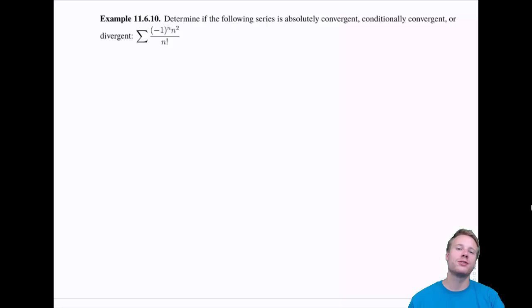Welcome back, everyone, to 11.6 Absolute Convergence and the Ratio Test. Let's get right back into it with an example. So again, we want to determine if the following series is absolutely convergent, conditionally convergent, or divergent. So the first thing I'm going to do is apply the ratio test. The ratio test is going to tell us if it's absolutely convergent or not.